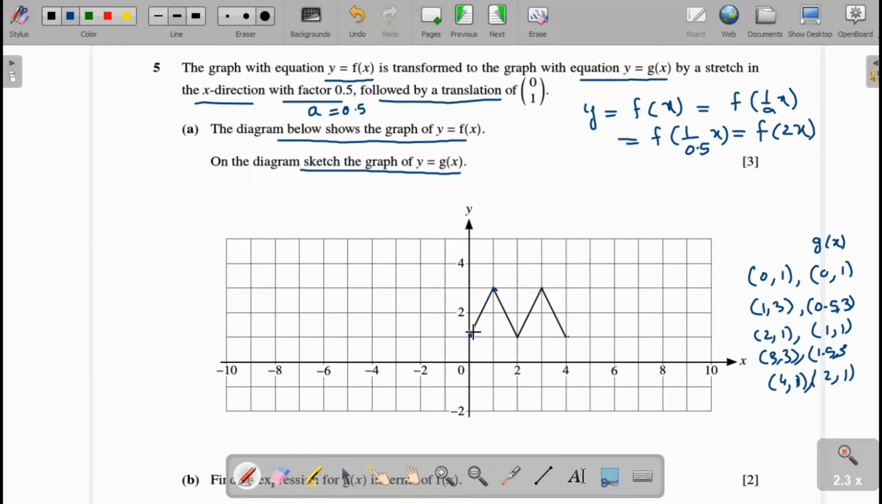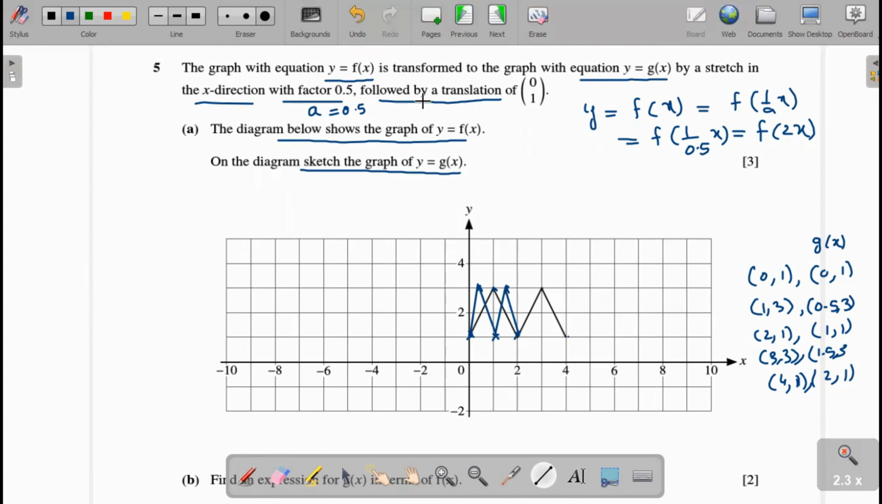Now we mark the points here: (0, 1), then (0.5, 3), then (1, 1), then (1.5, 3), and then (2, 1). Now we join these. This is the stretching in the x direction of f of x.